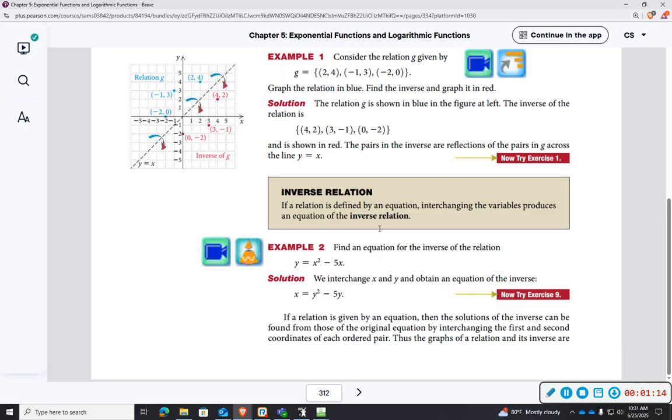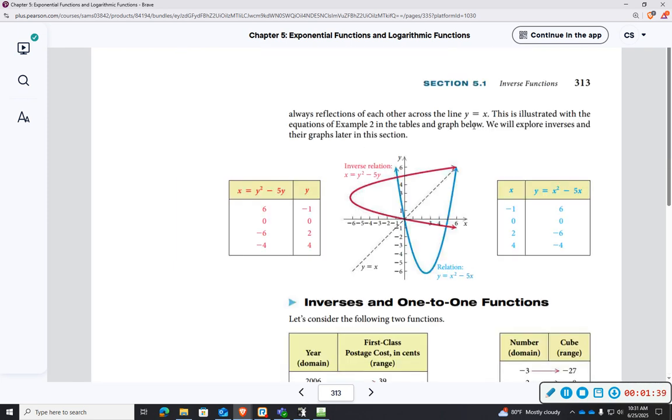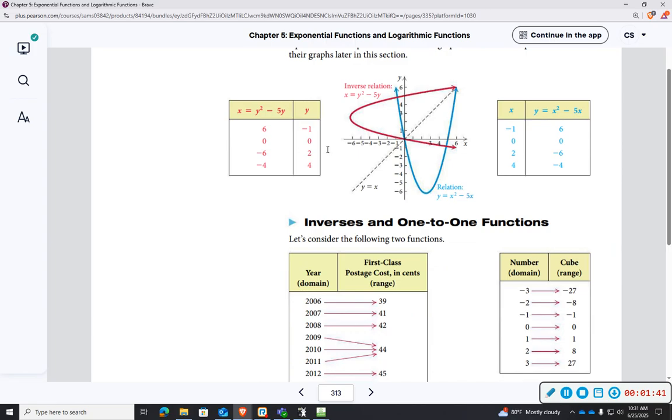Now, likewise, if we have a function and we want to find the inverse, we're going to do the same. So here's an example. They show you y equals x squared minus 5x. We're going to interchange the variables. So y is going to be replaced with x, and the x's get replaced with y's, and then we solve for y. So this example goes through that process. It shows you ordered pairs, and the same thing happens with those ordered pairs or relations.